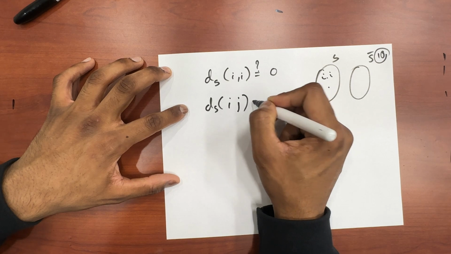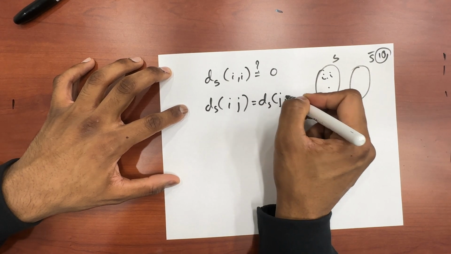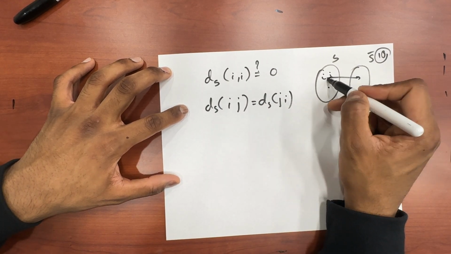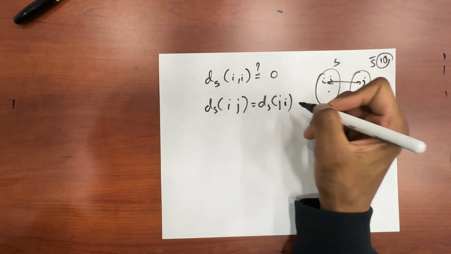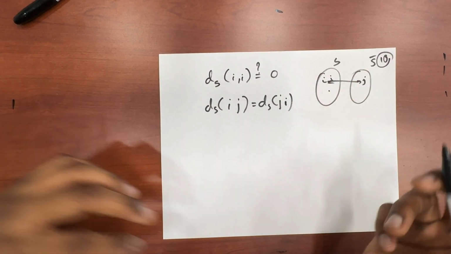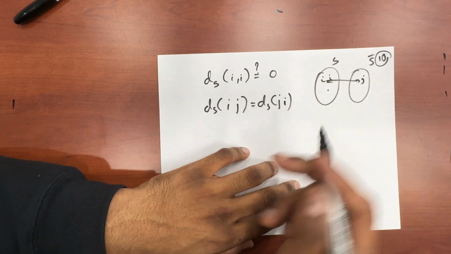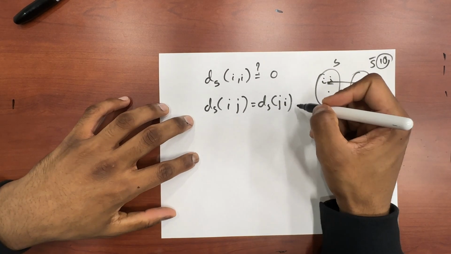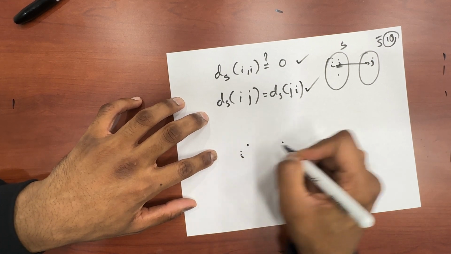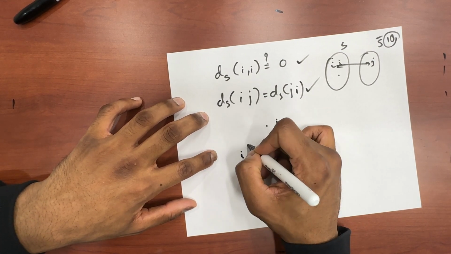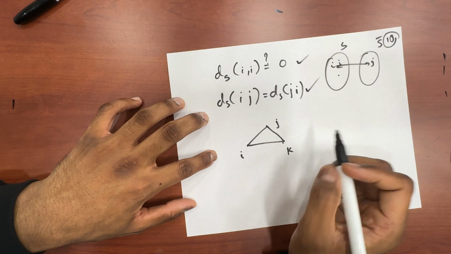d_S(i, j) is equal to d_S(j, i). Is it? If i and j are on the opposite sides, it doesn't matter if you query the metric as d_S(j, i) or (i, j), the distance is 1. And if they are on the same side, then this is 0. So this also is satisfied. Does it satisfy the triangle inequality? This is basically the main one. The above two were just to warm up.